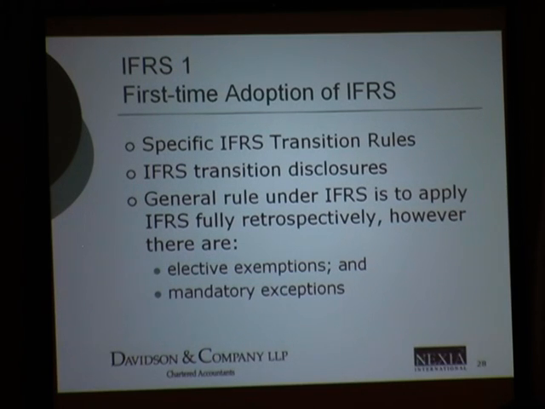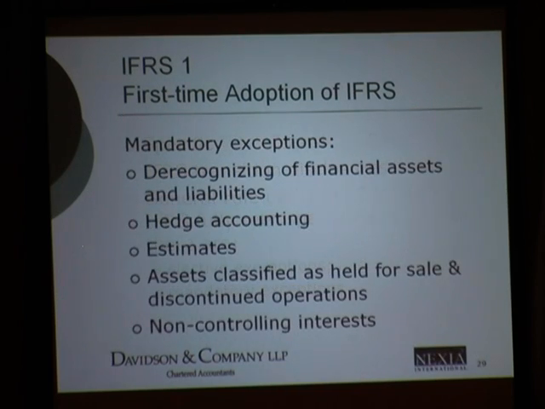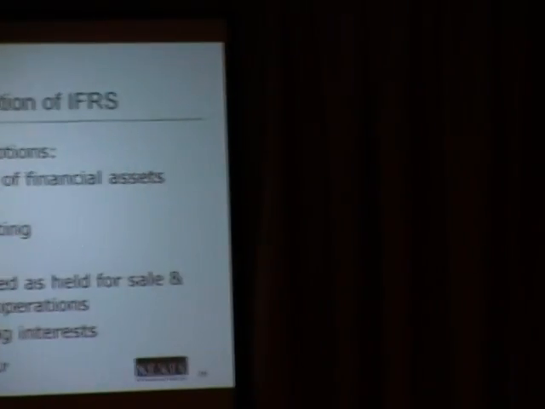And then there's mandatory exceptions. There are 5 of those, and you're required to take those. So let's go into the next slide, the mandatory exceptions. Derecognition of financial assets and liabilities, hedge accounting, estimates, assets classified as held for sale and discontinued operations, non-controlling interests. The first of these is the derecognition of financial assets and liabilities. The idea here is I've derecognized assets in the past. I haven't put them on my balance sheet. I've got an exemption that's mandatory. It says I don't need to re-recognize these.